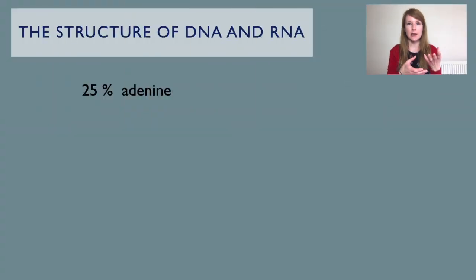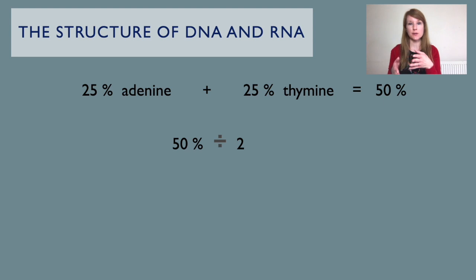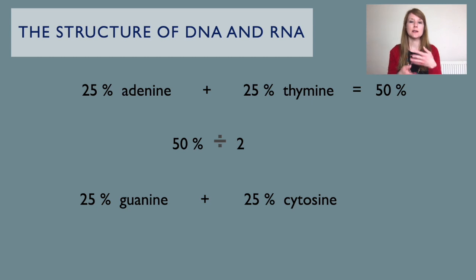For an example, if you know that you have 25% adenine, then you must also have 25% thymine, because they are complementary base pairing with each other. That then means you have 50% accounted for and 50% still to account for. Well, then all you need to do is divide 50% by 2, which leaves you with 25% guanine and 25% cytosine. So that would mean in this example that all the bases have equal proportions.